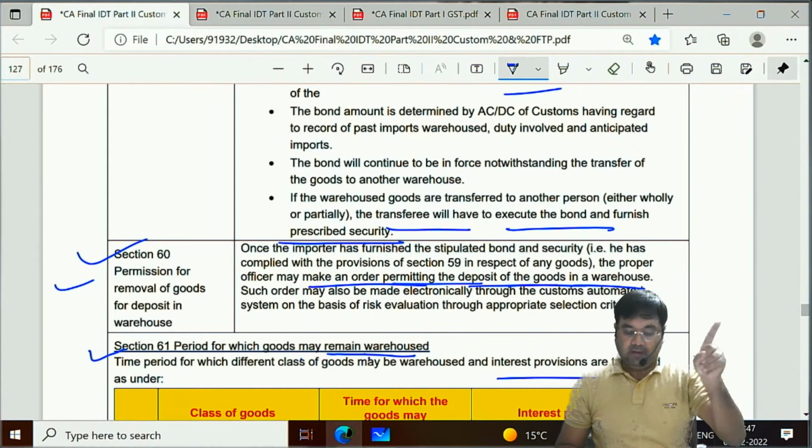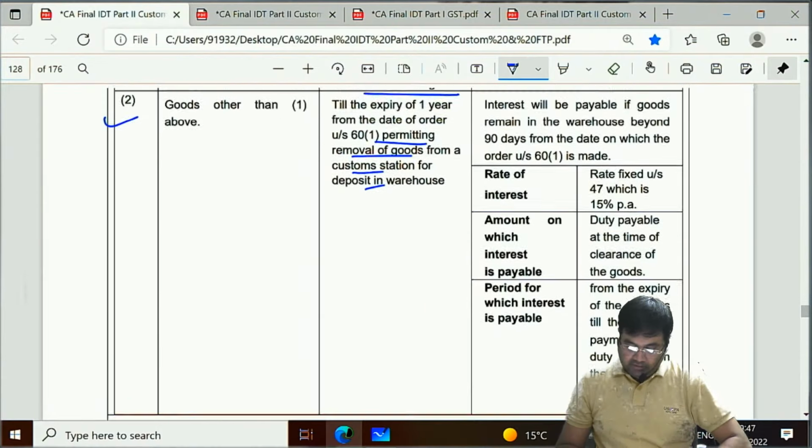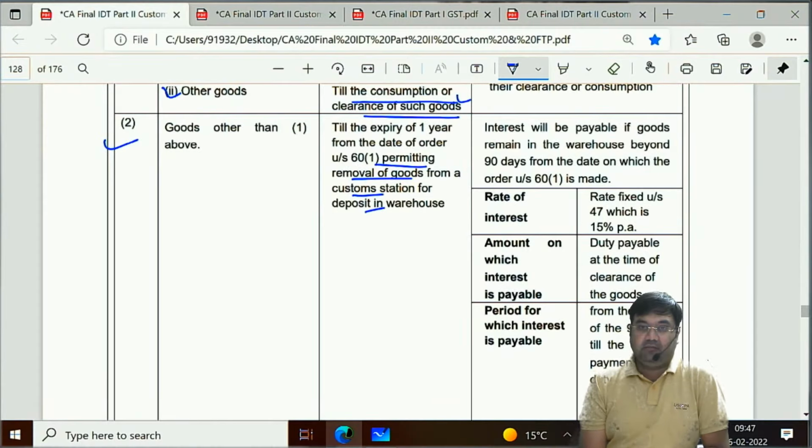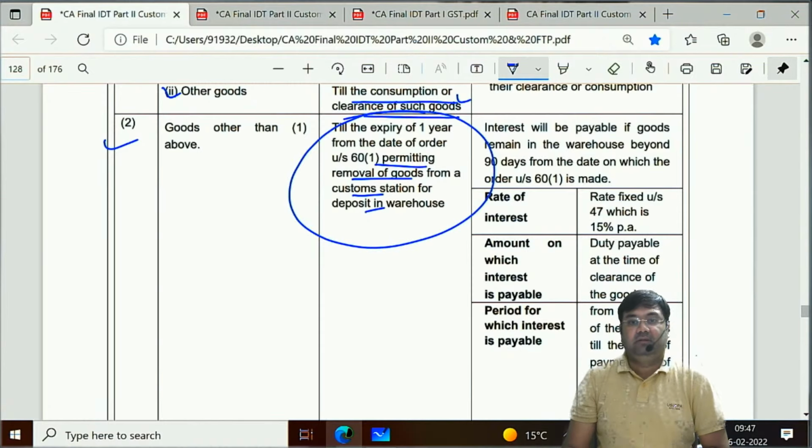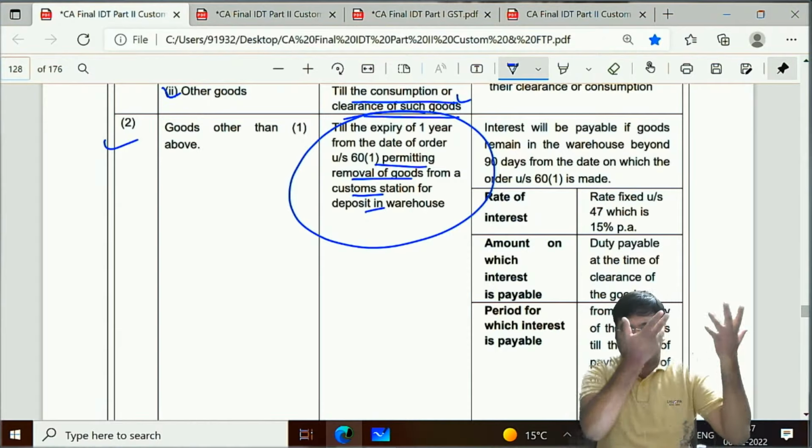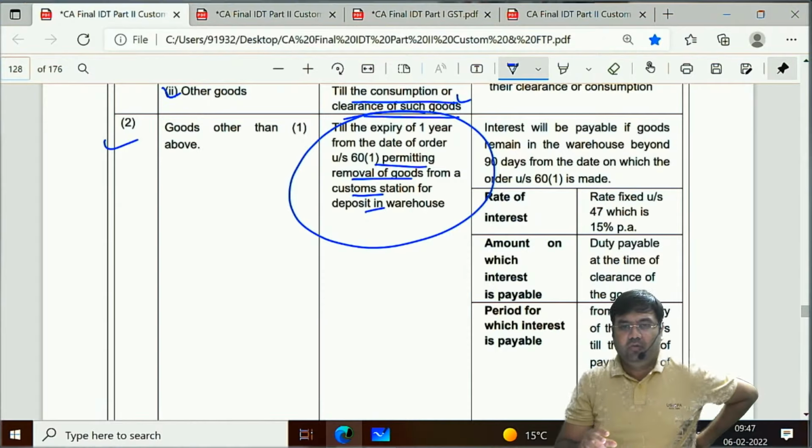How much period? 1 year. So the importer can deposit from that date, from 1st February when he made the order, for 1 year. Okay, within 1 year, he needs to clear for home consumption, or he can export or supply to DFS. That is his call. Okay, but that is the maximum period allowed.